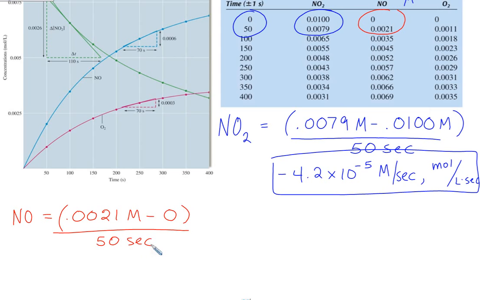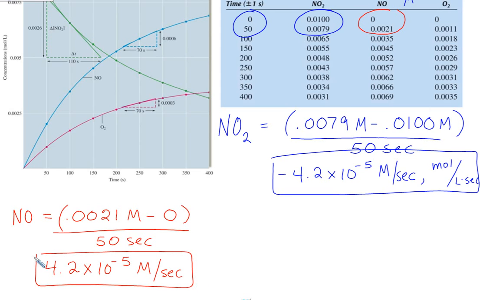Okay, so we plug this in our calculator. Interesting. 4.2 times 10 to the negative fifth. And again, I don't care which unit you want to use, as long as you put a unit in. You could use molarity per second or moles per liter second. All right, so there's one product. And now let's do the same thing with the last. All right, my oxygen.